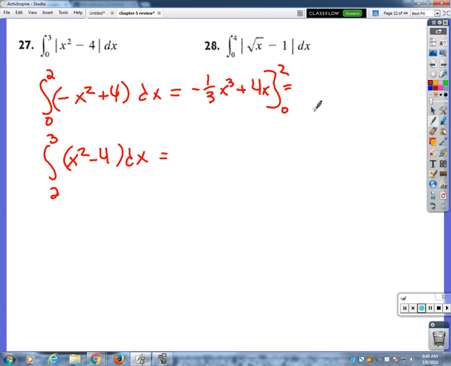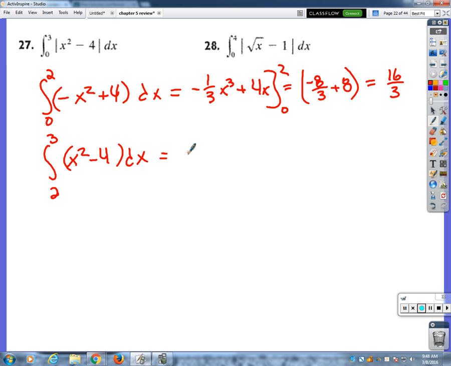Okay, so if you put 2 in there, you get negative 8/3 for the first piece, plus 8 for the second piece, and then 0 just gives you 0. So 8 is 24/3 minus 8/3 is 16/3. So yeah, 5.3 repeating, or 5 1/3.